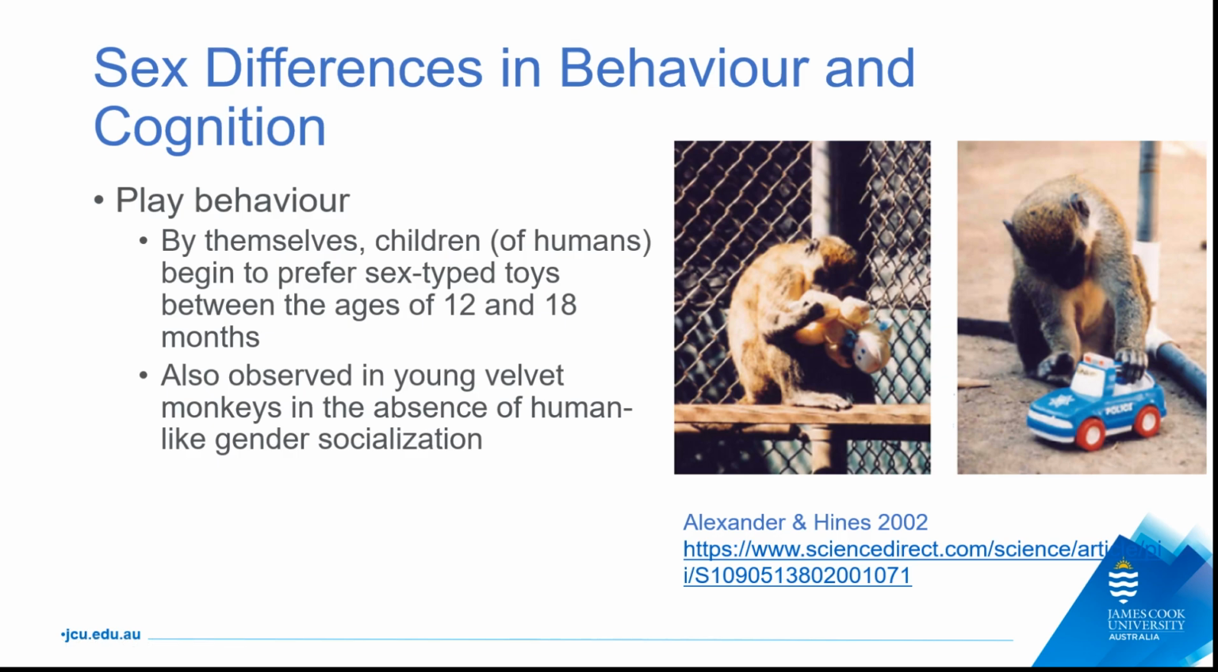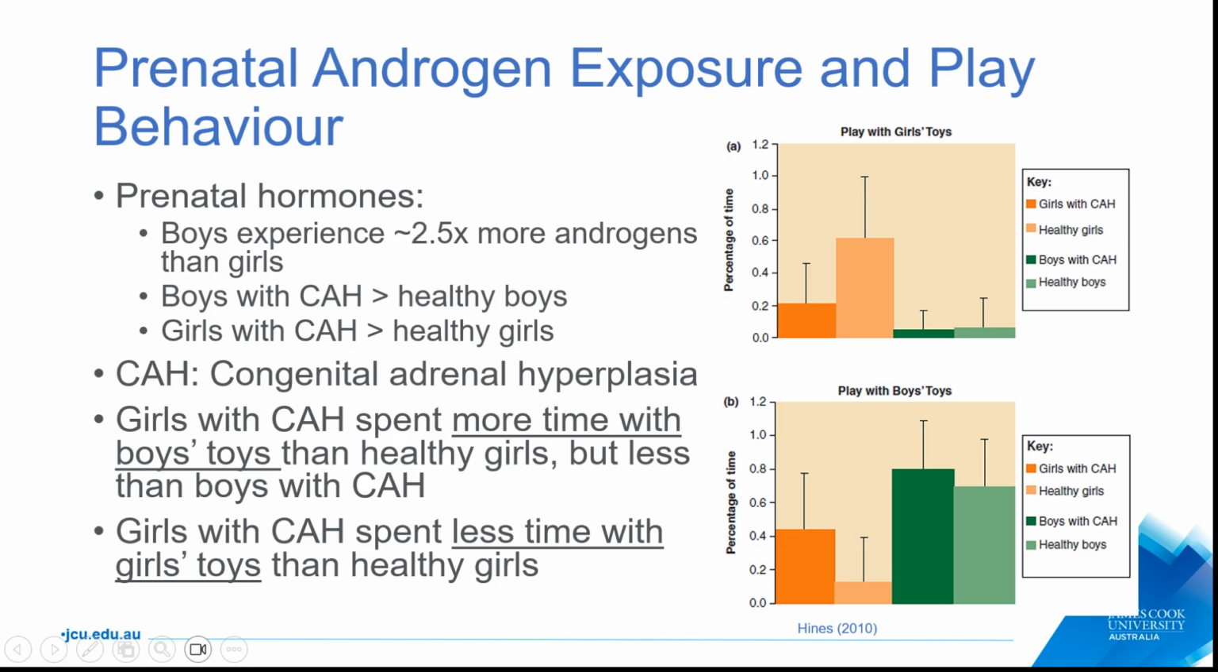Before we talk about monkeys, children of humans prefer sex-typed toys between the ages of 12 and 18 months, right? So that's 1 to 1.5 years old. Boys would like to play with cars, plastic cars, guns, and girls would like to play with dolls, right? By themselves, the parents did not force them to. Similarly, this is also observed in these vervet monkeys in the absence of human-like gender socialization. So this is something to take note of. They're not forced to take up such gender-typed or sex-typed behaviors. And why is this so? It's related to our hormonal environment as well, prenatal.